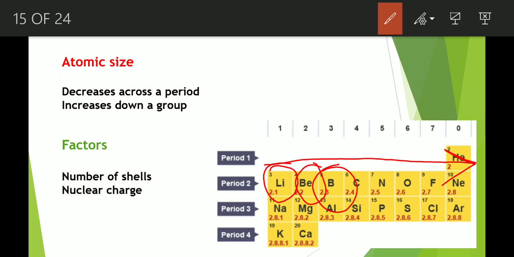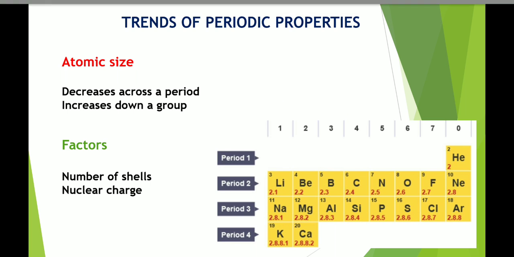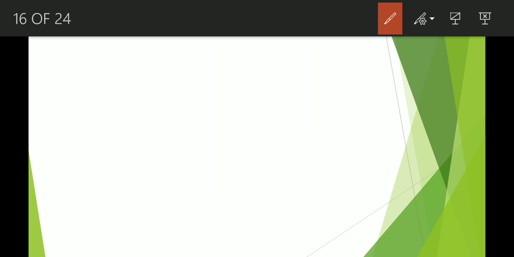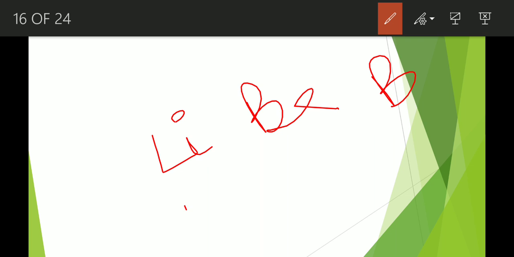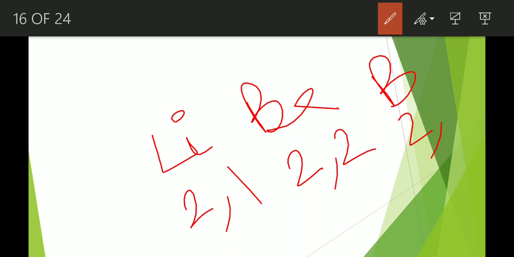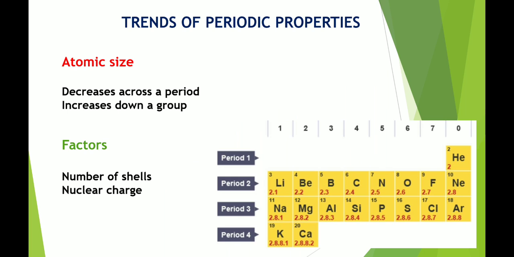If we take the example of these three elements, lithium, beryllium, boron, the electronic configurations are 2, 1, 2, 2, 2, 3. So the total number of shells present in each of these elements is 2. The number of shells present in these elements is 2. So across the period, the number of shells remains the same, right?